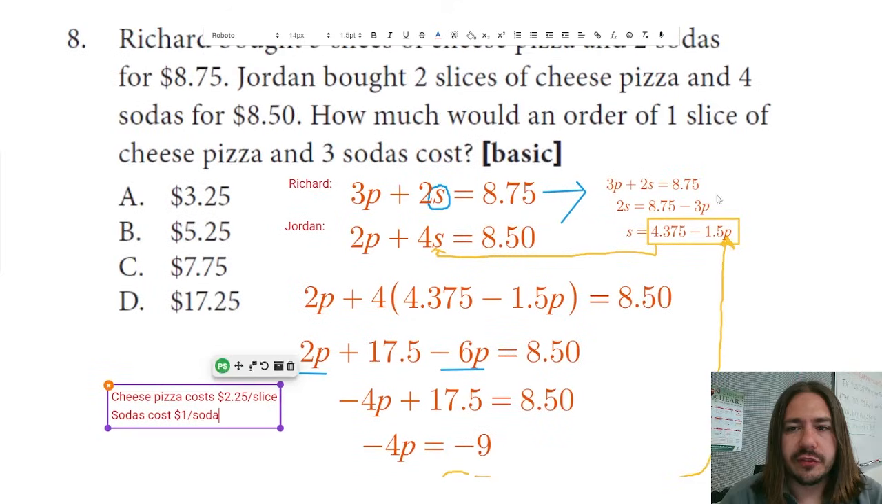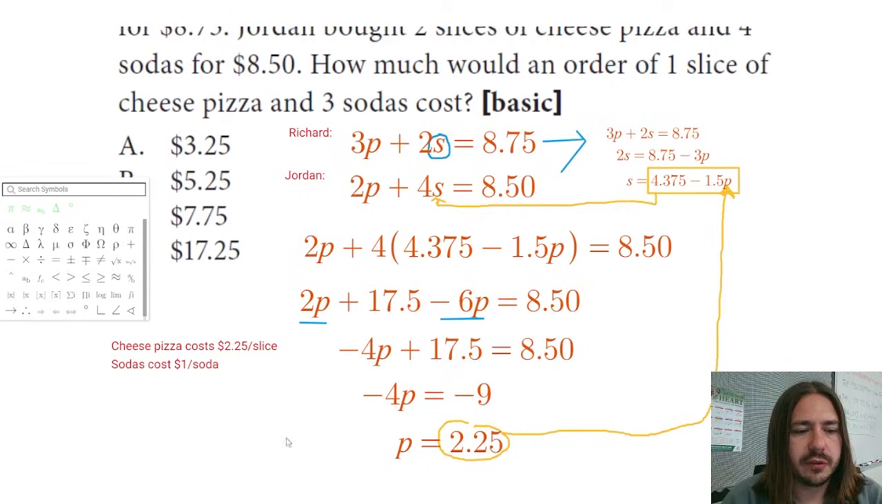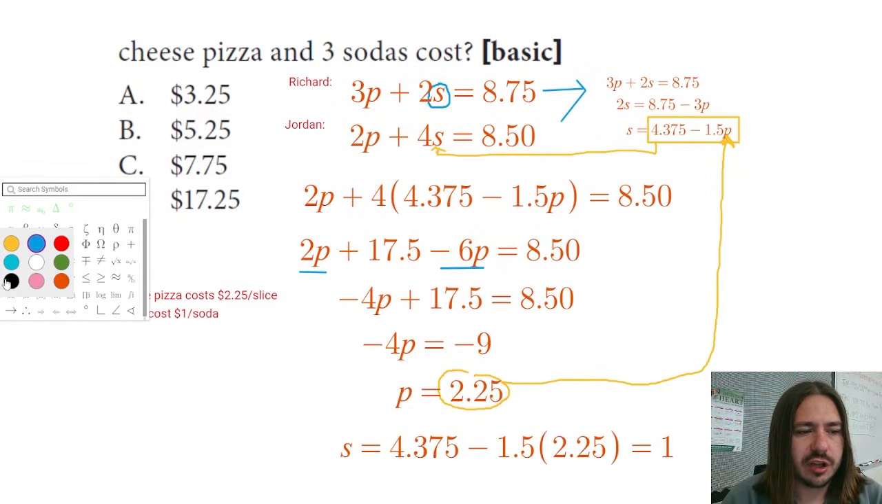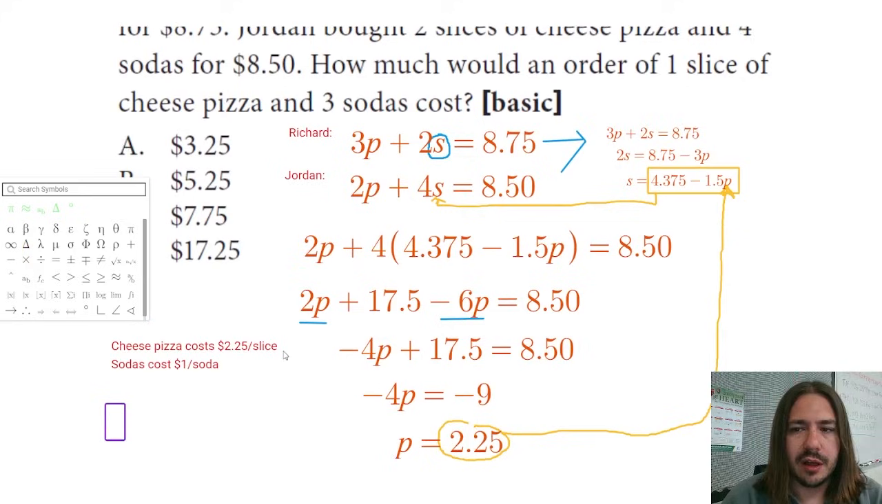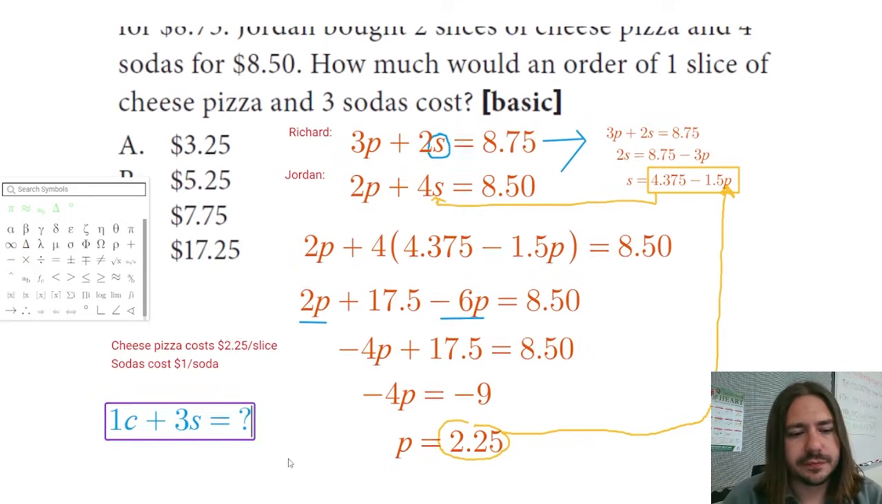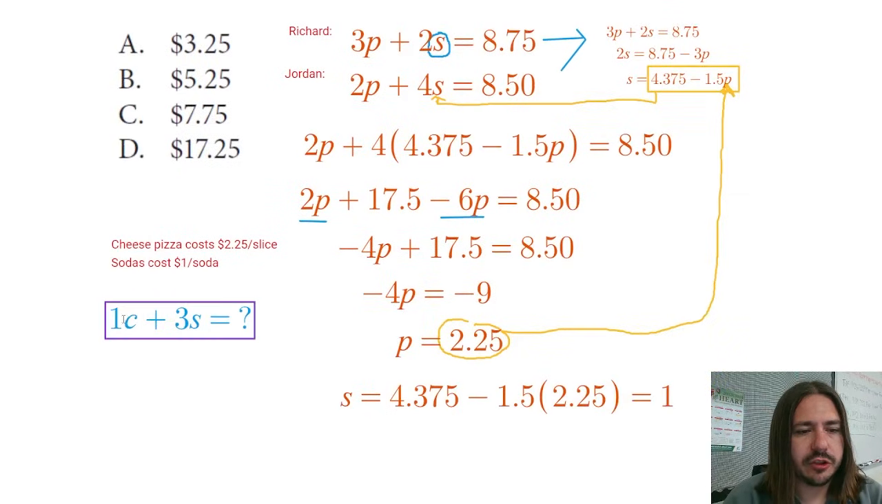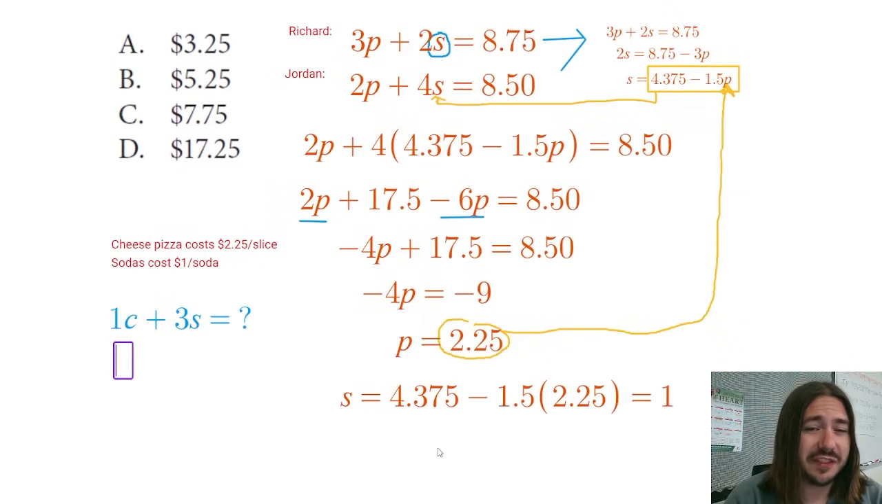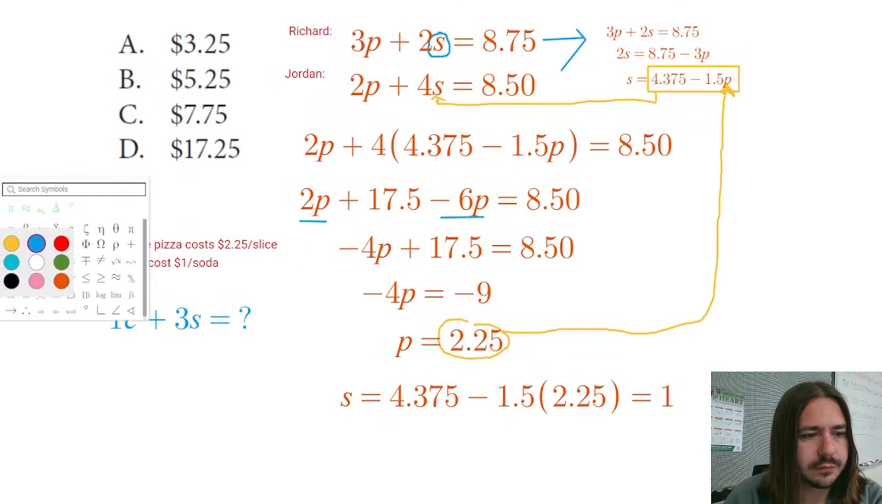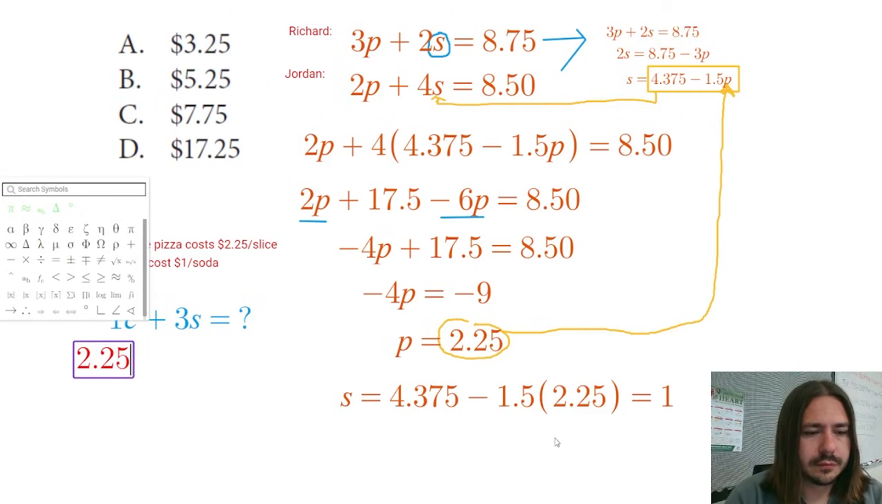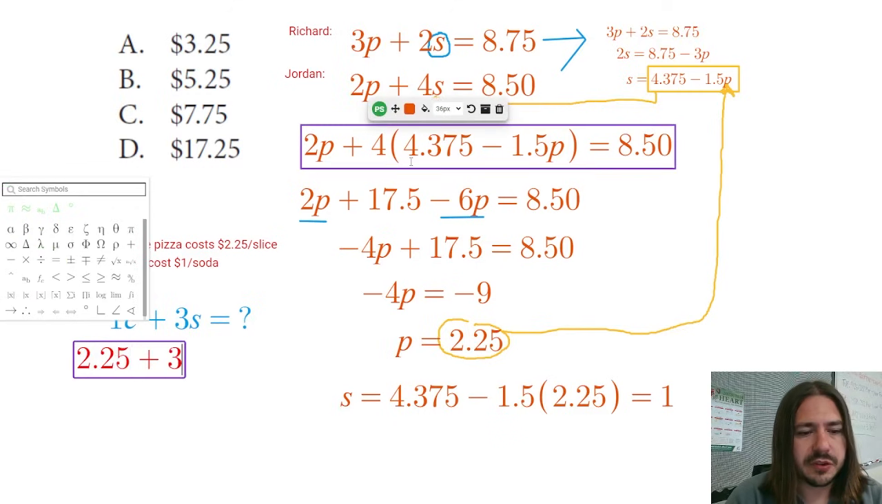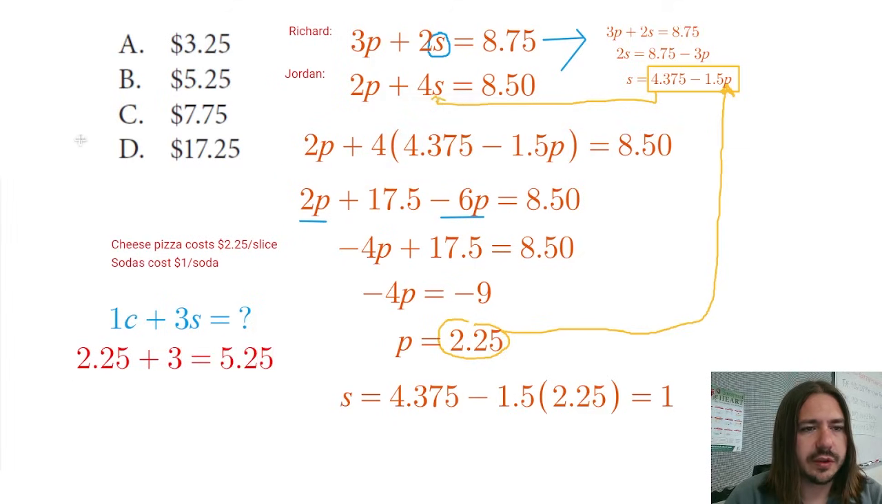All right, so the question is, how much would an order be with 1 cheese pizza and 3 sodas? Okay, so we'd have, let me change colors here just to differentiate what we're doing, 1 slice of cheese pizza and 3 sodas equals what? We know that the cheese pizza costs $2.25, so 2.25 times 1 is going to be 2.25. And then $1 per soda times 3 is going to be plus 3. So that's going to equal $5.25, which is going to be choice B.